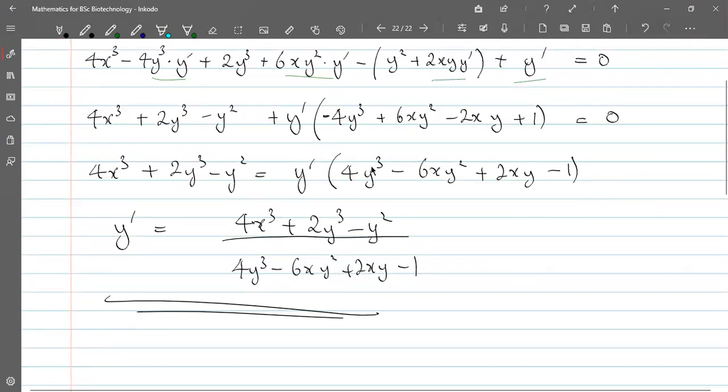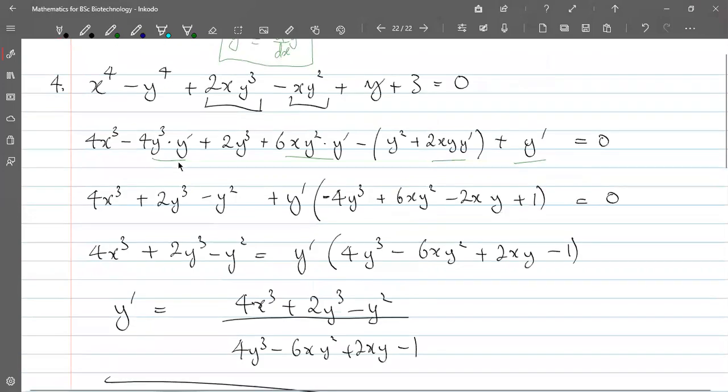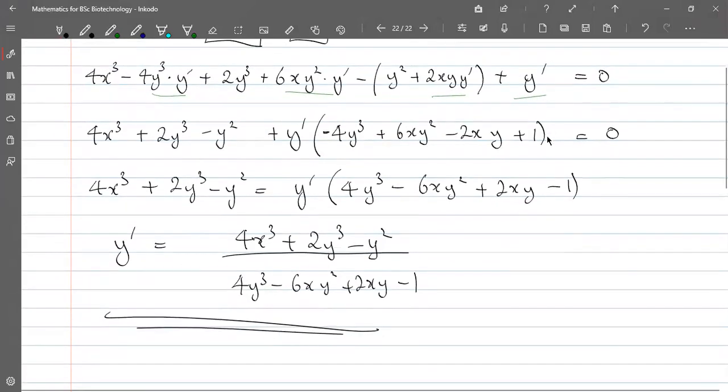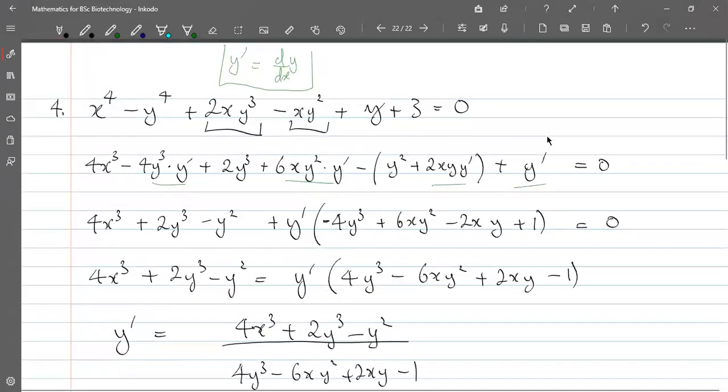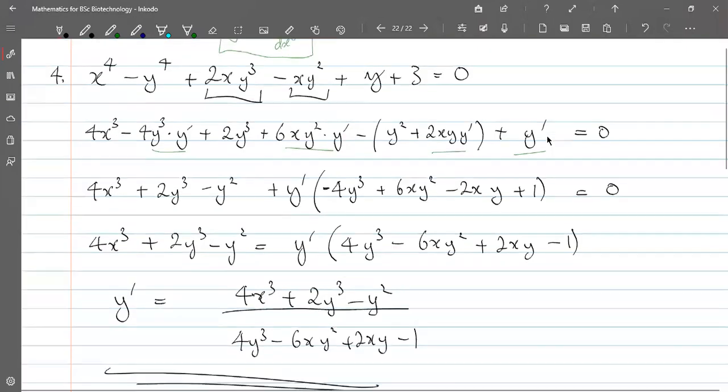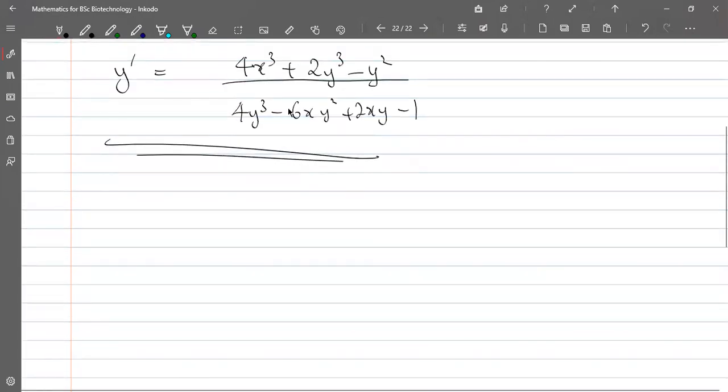So this y prime notation is more compact. Otherwise, you would be writing dy by dx over and over here. So in such a lengthy problem, it's better to use this notation. Okay. Of course, you can have... Let's look at a more complicated problem.